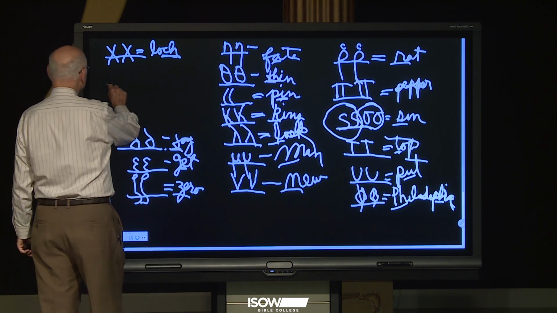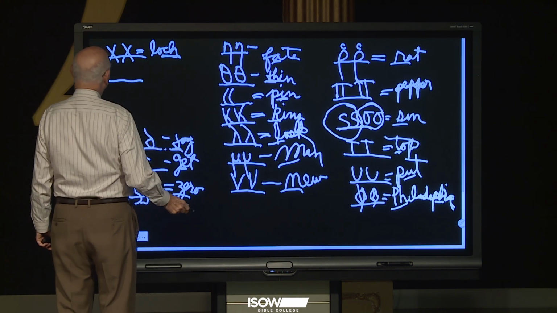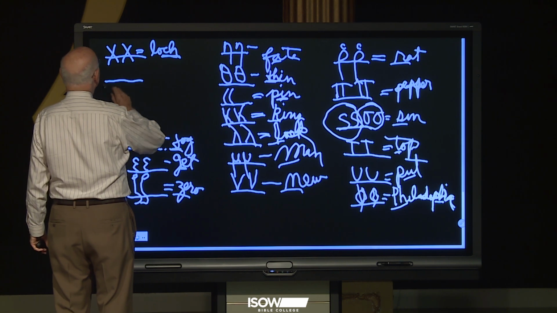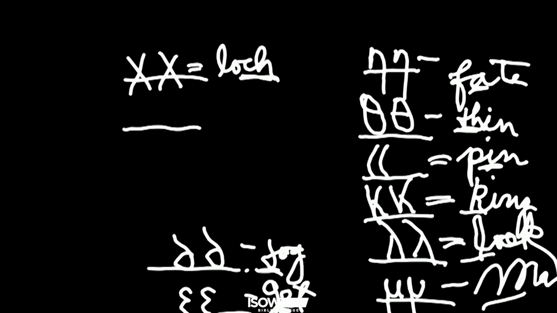The next letter is psi. There you form the English U and just draw a line straight through it. And it is pronounced like the PS in psychology.